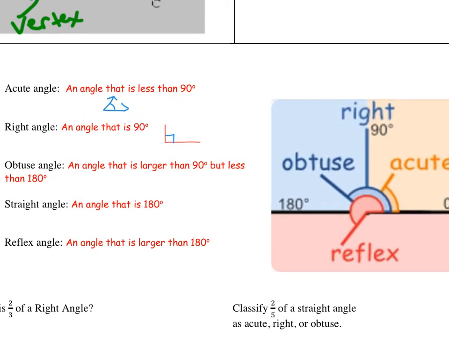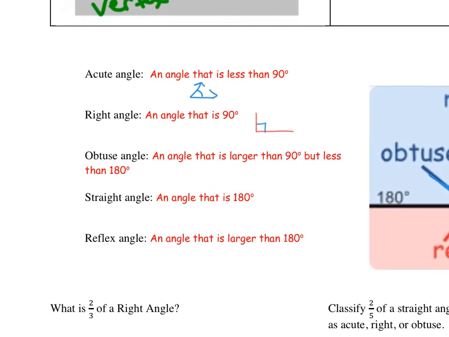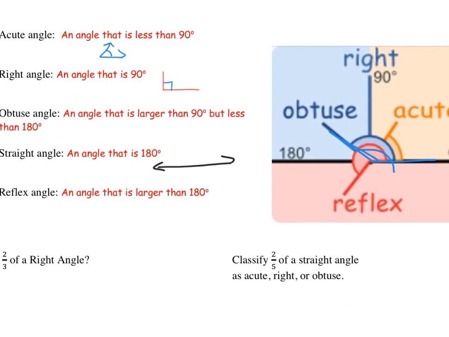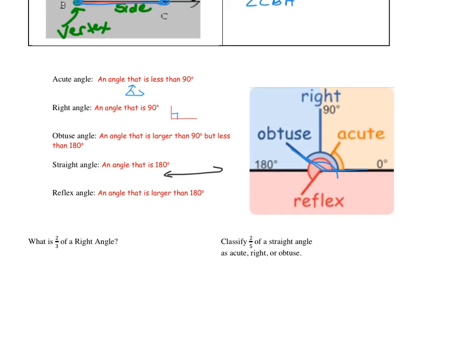An obtuse angle is an angle that's larger than 90 but less than 180, so that's this image right here. That's our obtuse angle. A straight angle is an angle that's 180 degrees, so that's simply just a straight line like this. And a reflex angle is one that we typically don't deal with, but it's an angle that's larger than 180 degrees.